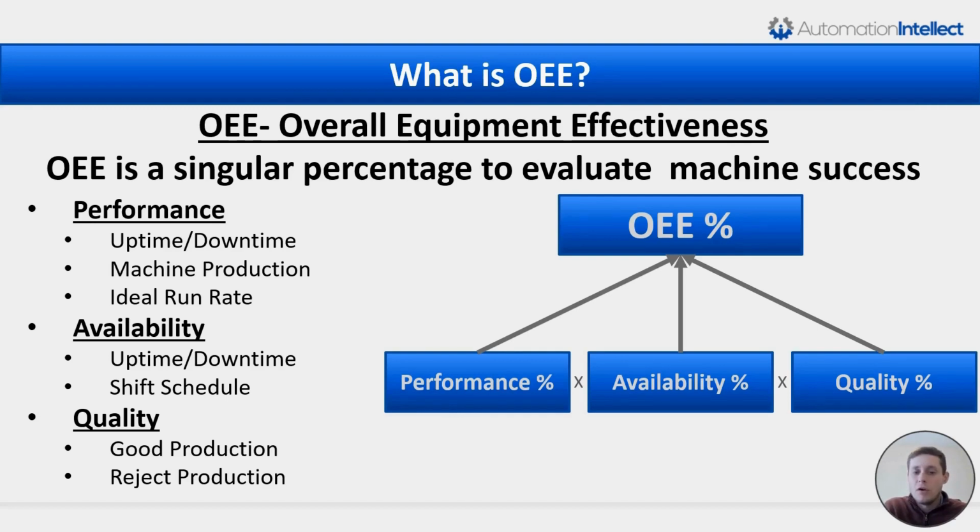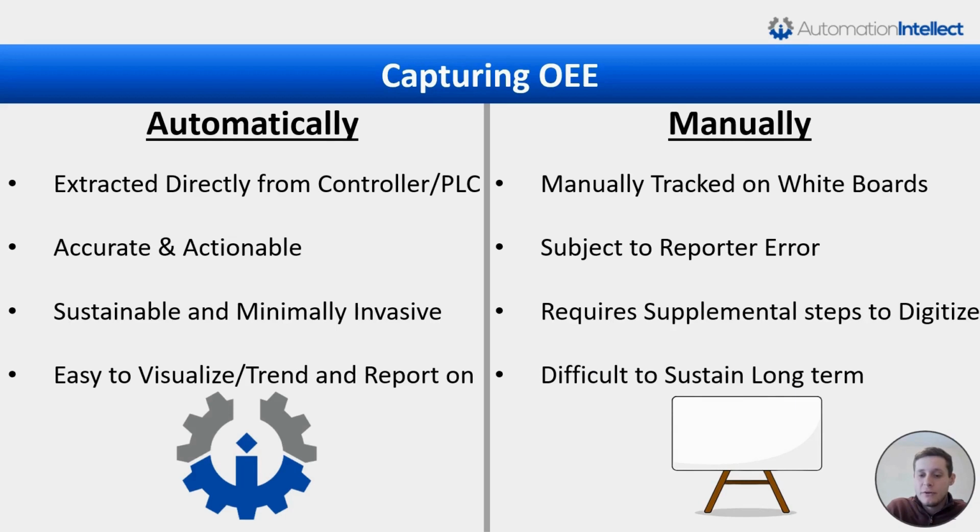OEE represents overall equipment effectiveness. It's the singular percentage for determining whether your machine is successful or has room for improvement in the workspace. The OEE percentage is built up of three main values: your performance, your availability, as well as your quality. Those values expressed as a percentage and multiplied together give you the singular message on how well your equipment is performing in the workspace. So how are we going to capture OEE?